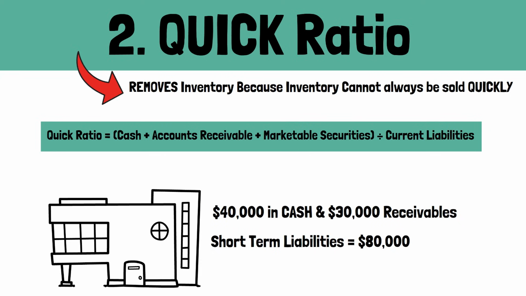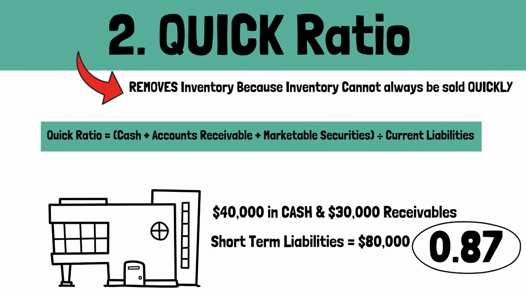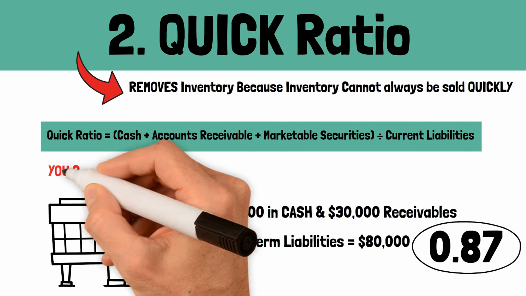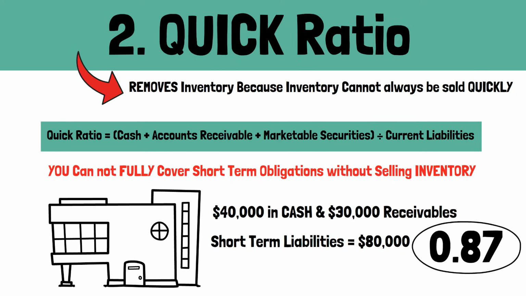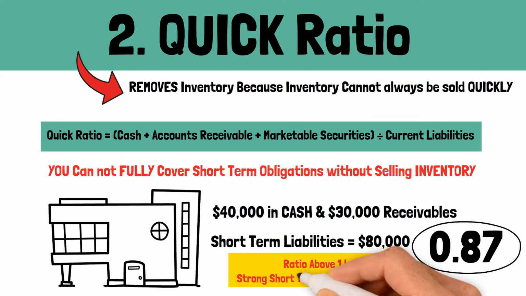That gives you $70,000 divided by $80,000, which equals 0.87. This means you cannot fully cover short-term obligations without selling inventory. If your quick ratio is above 1, your business has strong short-term financial stability.